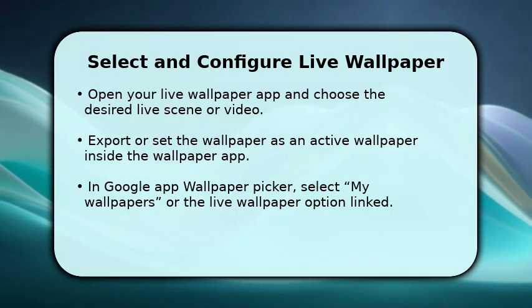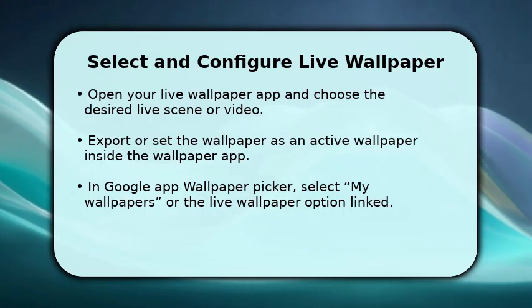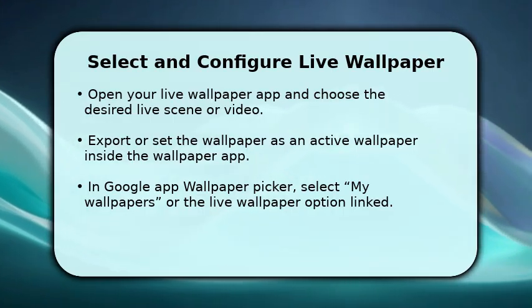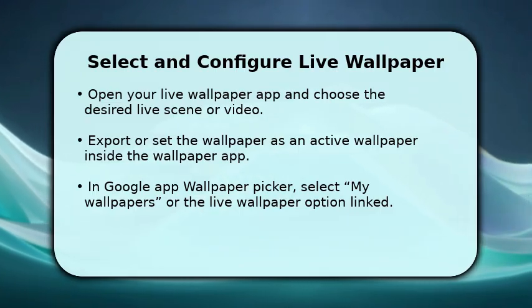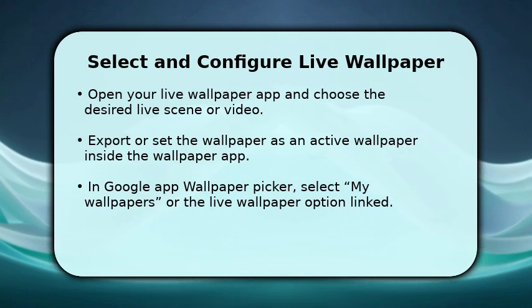Then reopen the Google app, tap Wallpaper, and select the option that shows Installed Live Wallpapers or My Wallpapers. Make sure the live option is highlighted so Google can use that active wallpaper as its background.